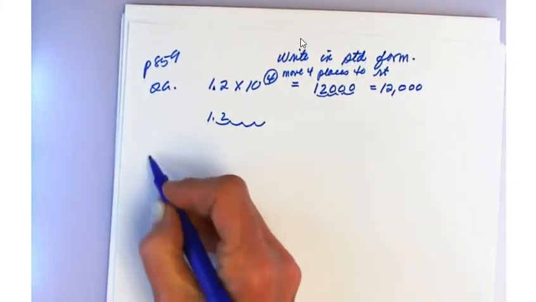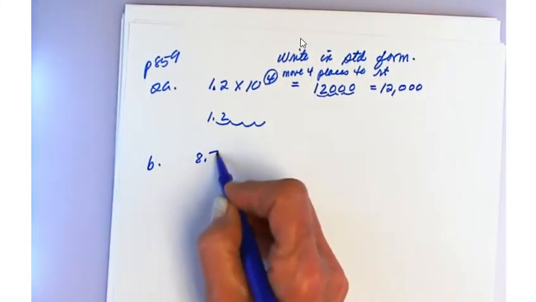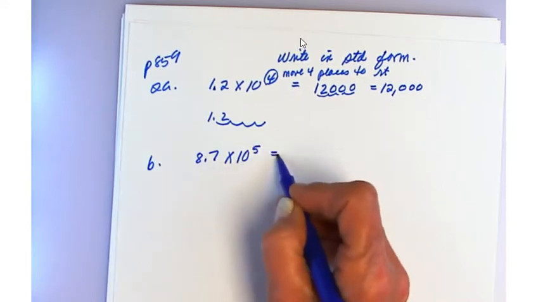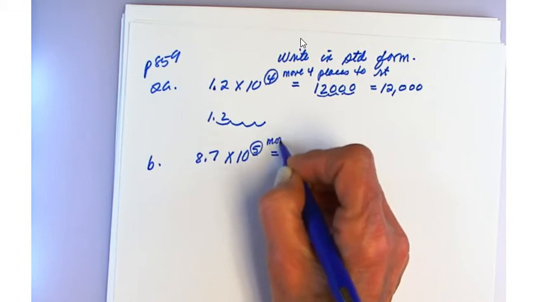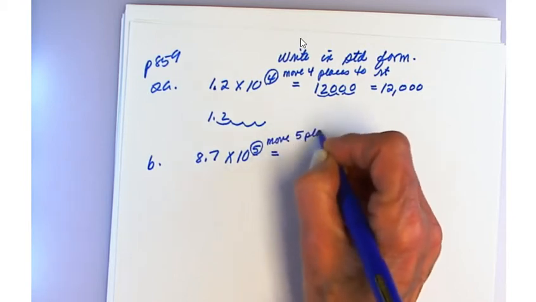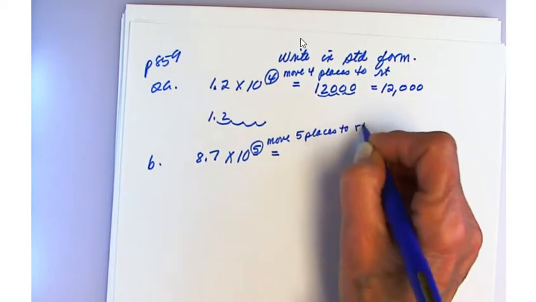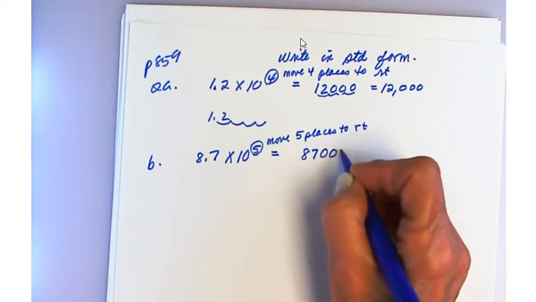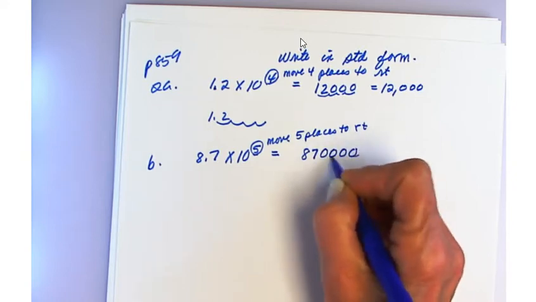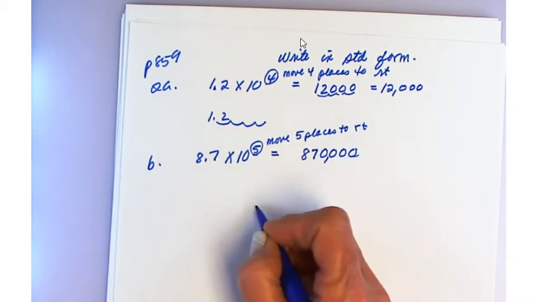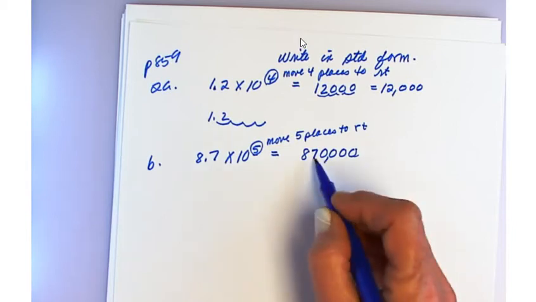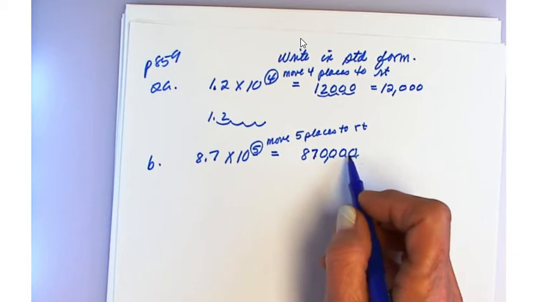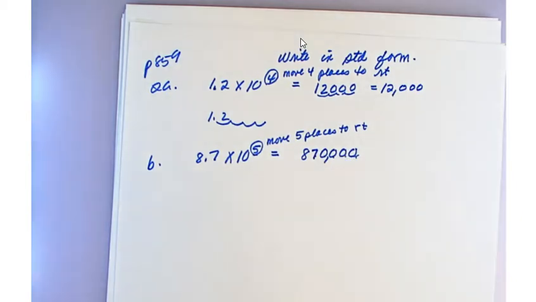Let's look at B. 8.7 times 10 to the 5th. This tells me I have to move my decimal 5 places to the right. Okay? So 1, 2, 3, 4, 5. I now have 87, and 5 places to the right, 1, 2, 3, 4, 5, 870,000. That is correct.